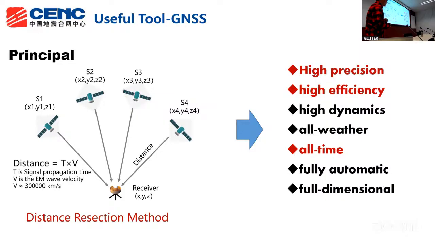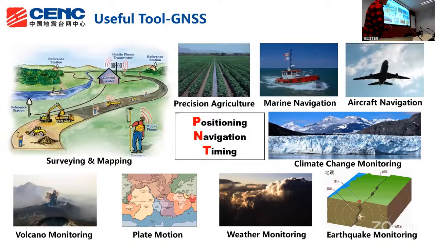Due to the characteristics of the satellite constellation and the signal propagation, the GNSS has some features. The first is high precision. We can get centimeter or millimeter precision, and it can be used in all weather, all the time. Based on these features, the GNSS can provide the PNT service: positioning, navigation, and timing. So its application fields are varied.